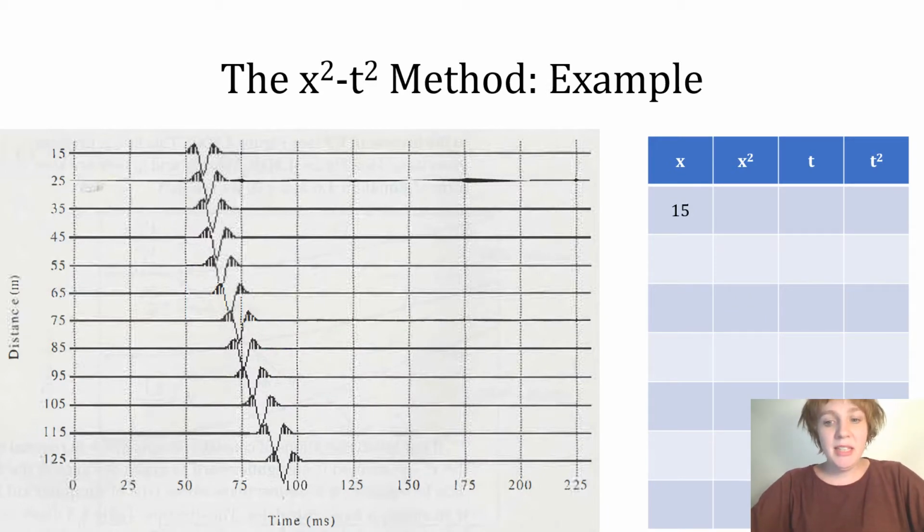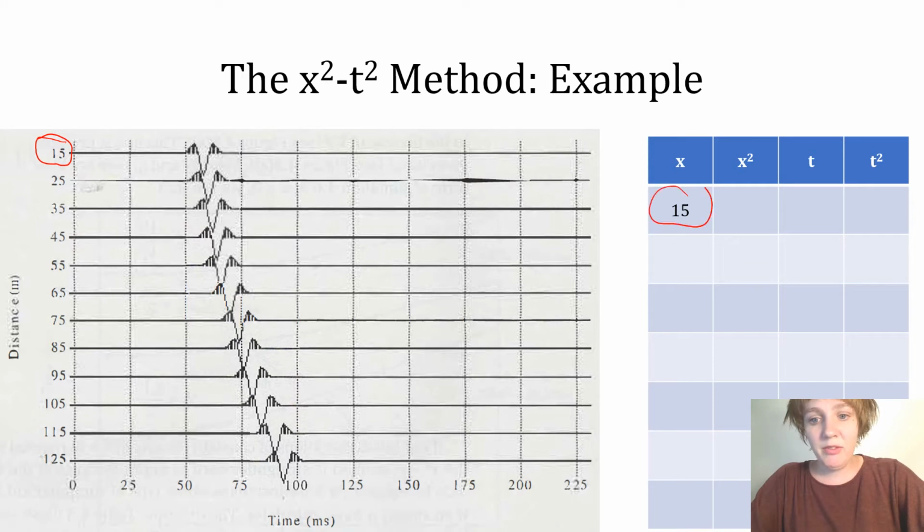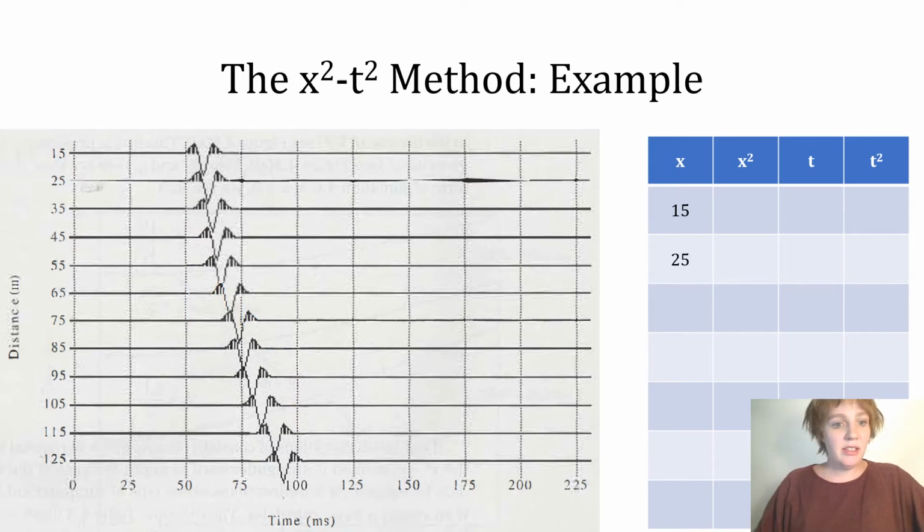Okay, so here we have a data set, and I want to just go through an example and analyze this data. To start with, we want to figure out all of the x positions of our geophones. Where were they at? It looks like in this example, the first geophone was put out 15 meters from the shot point, the energy source. So in a table, we're going to write 15. And then our next distance was 25, so we're going to write 25, and then 35, and so on down the list, and we can just fill that in.